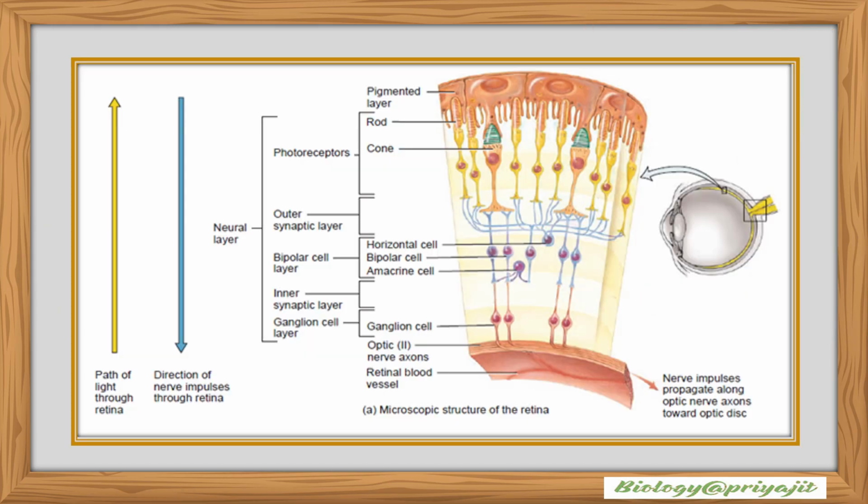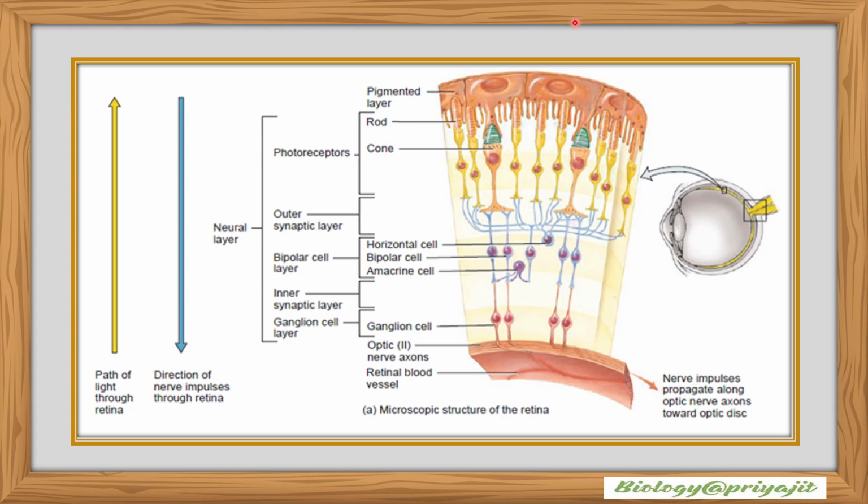This diagram shows the microscopic structure of the retina, which is the light sensitive layer at the back of the eye. It highlights how light enters the retina, how signals are processed and how impulses travel to the brain. Path of the light and nerve impulses. Light passes through the retina, yellow arrow, top to bottom. Nerve impulses travel in the opposite direction, that is blue arrow, bottom to top. This is the direction of nerve impulses, and this is the direction of light through the retina. They are opposite in direction.